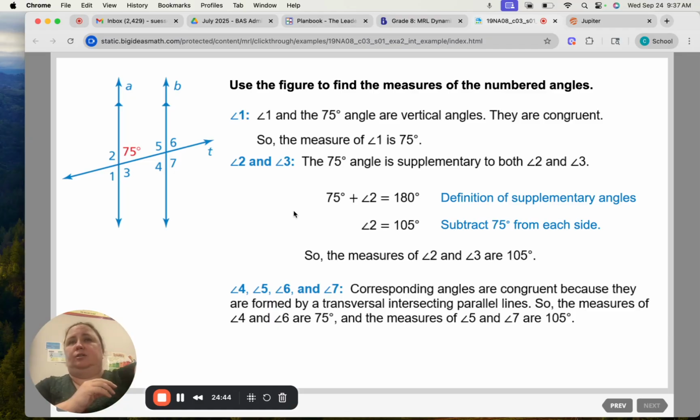I just want you to list angles 1, 2, 3, 4, 5, 6, and 7, and tell me each of the measures. And that would be your answer. So numbers 1, 4, and 6 should be 75. And then for 2, 3, 5, and 7, it should be 105. Wait, 1, 6, 4 are 75? Correct. And then 2, 3, 5, and 7 are 105. Correct.